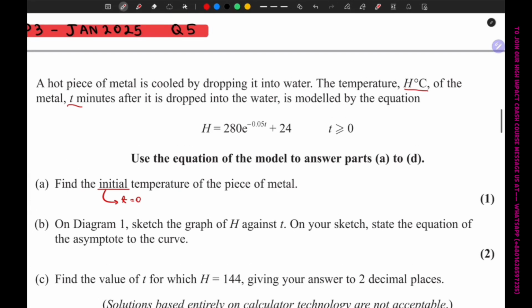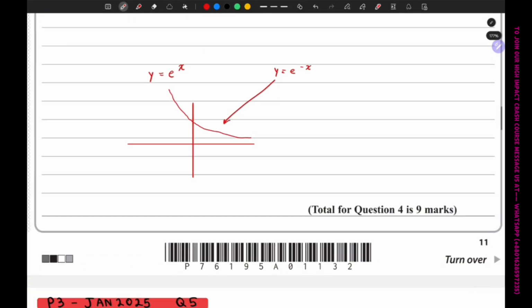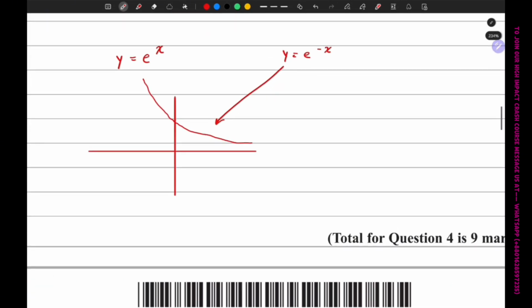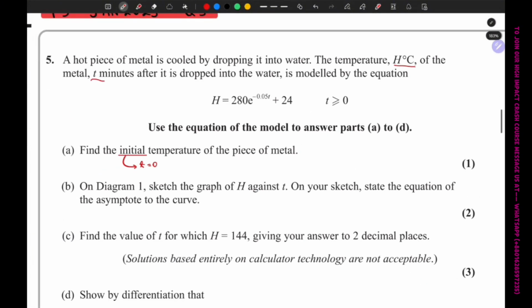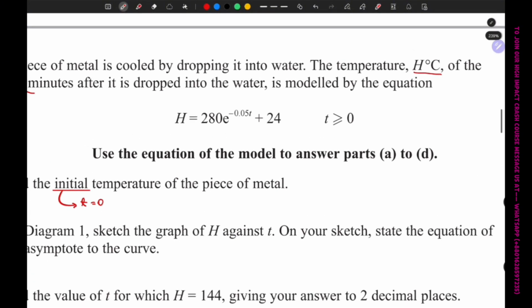Now let's find out the individual values of the graph, and also there's an asymptote, which is y equals 0. Why? Because there's a plus 0 at the end of the e to the power x. Okay. Now as you can see, the new asymptote will be y equals 24. So the new asymptote is y equals 24.